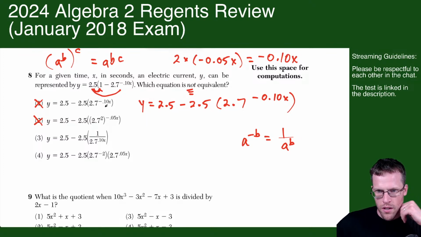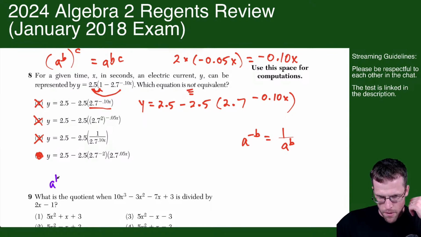So they just took this piece and they wrote it as 1 over 2.7 to the 0.10x. So process of elimination, it has to be this one. The problem, why is this answer choice no good? Well, they're using this property: a to the b times a to the c is a to the b plus c.